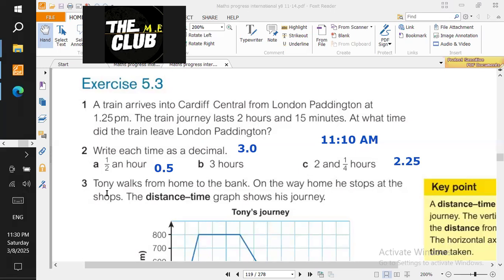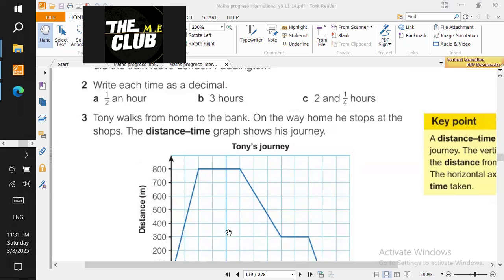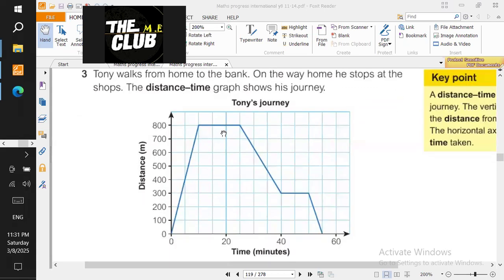Okay? Let's take a look at this graph. This is a distance time graph. Distance is the vertical line. The time is here, which is the horizontal line. The horizontal line in a distance time graph means stopping. It means not moving, okay? Here, horizontal means not moving.